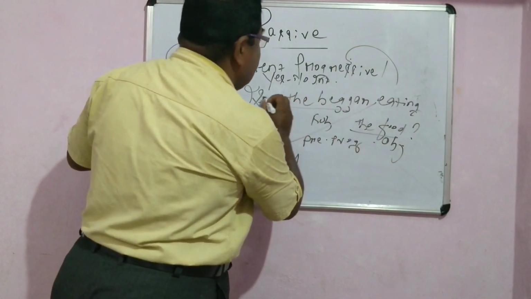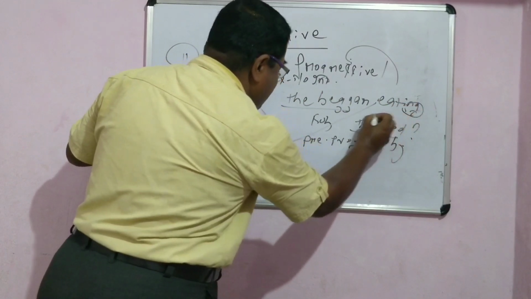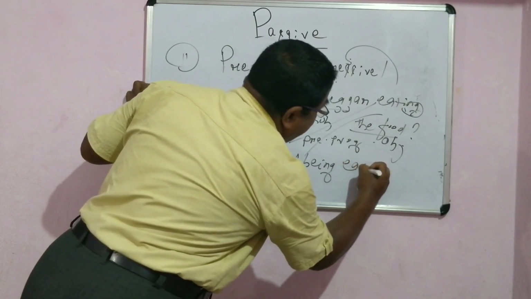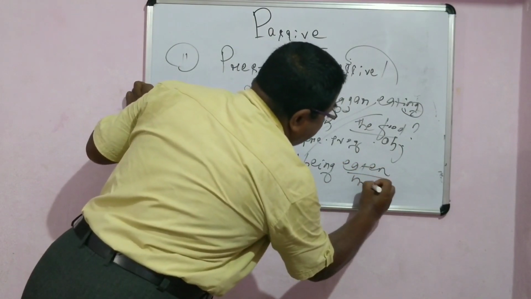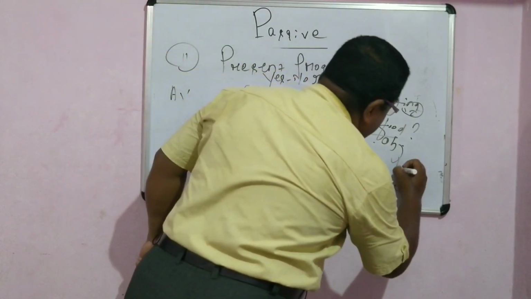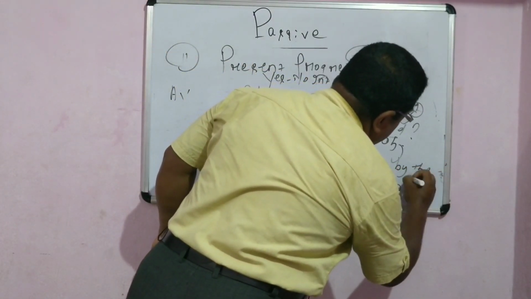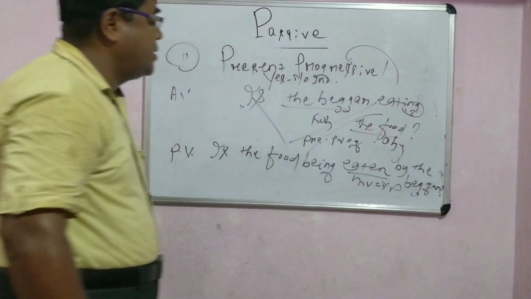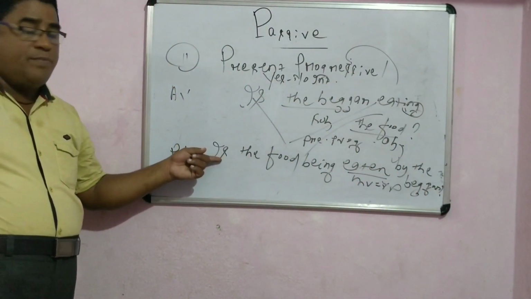Then the present progressive is eating, so ing should be changed into being plus PP. I have already told you in the past example. Then the past participle of eat is eaten, so the main verb is equal to PP. So: is the food being eaten by the beggar? Is the food being eaten by the beggar? Question mark. Now you just get your passive.